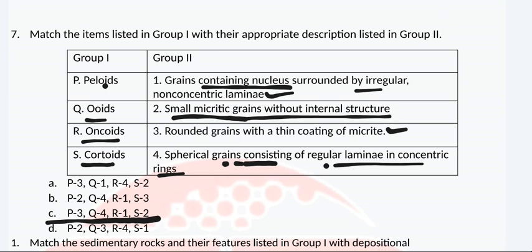Sorry, pellet will be 2. Sorry. Pellet is 2, so P2. P2, Q4, R1, S3. So the answer will be B.